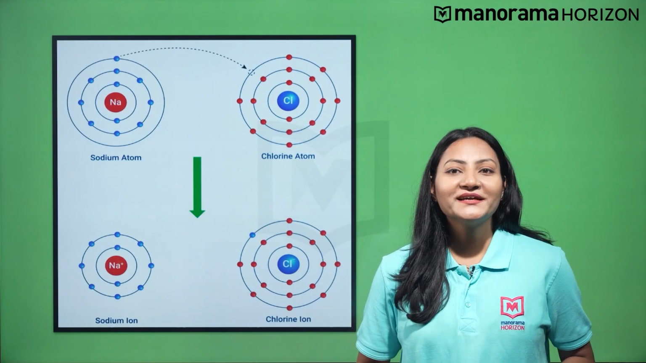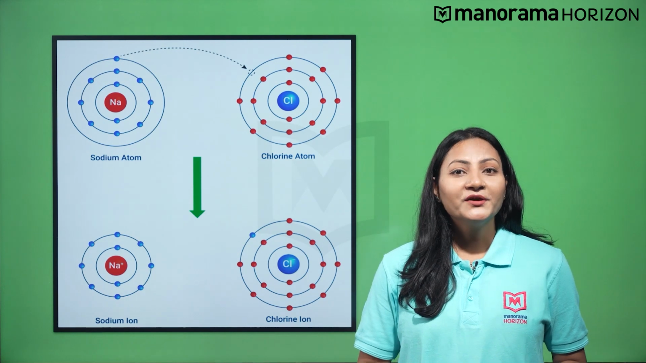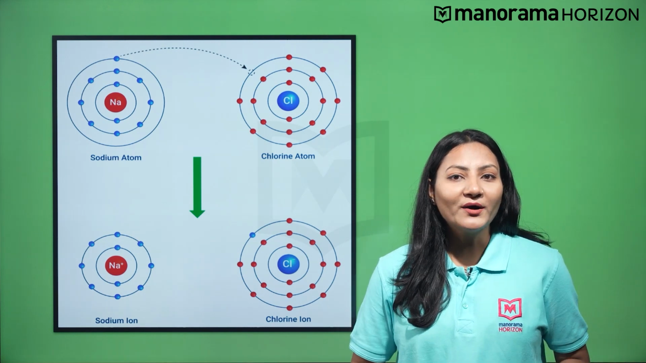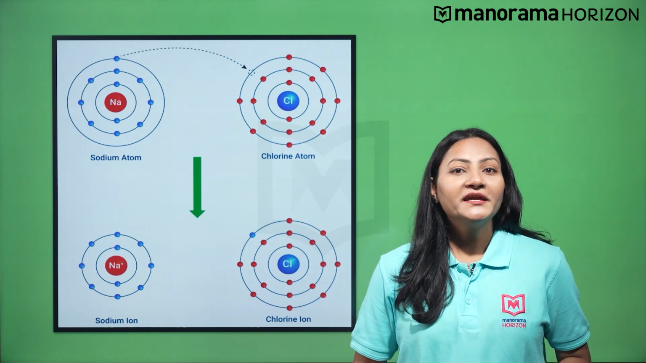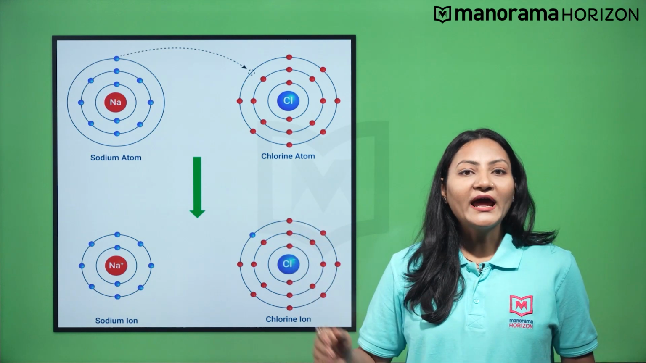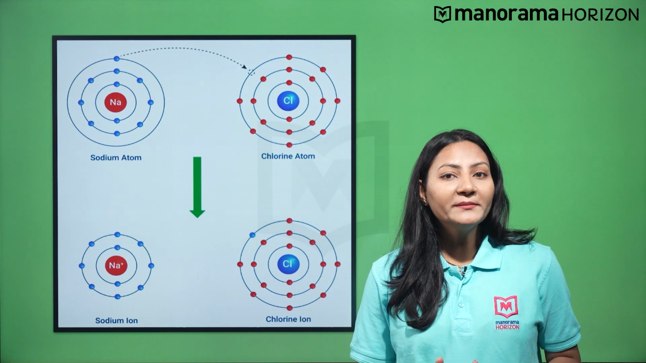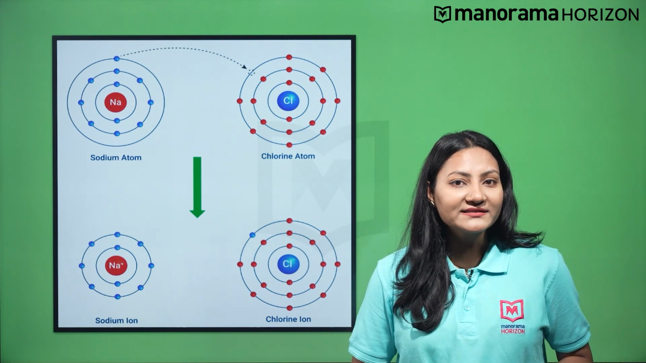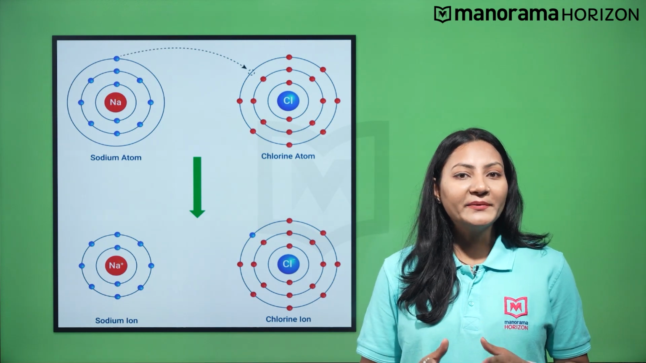Look at the image depicting the formation of an ionic compound. You know that an ionic compound is formed by the transfer of electrons. That is, here you can see sodium loses one of its electrons and chlorine accepts the same. Thus, a sodium ion which is positively charged and a chlorine ion which is negatively charged are formed.